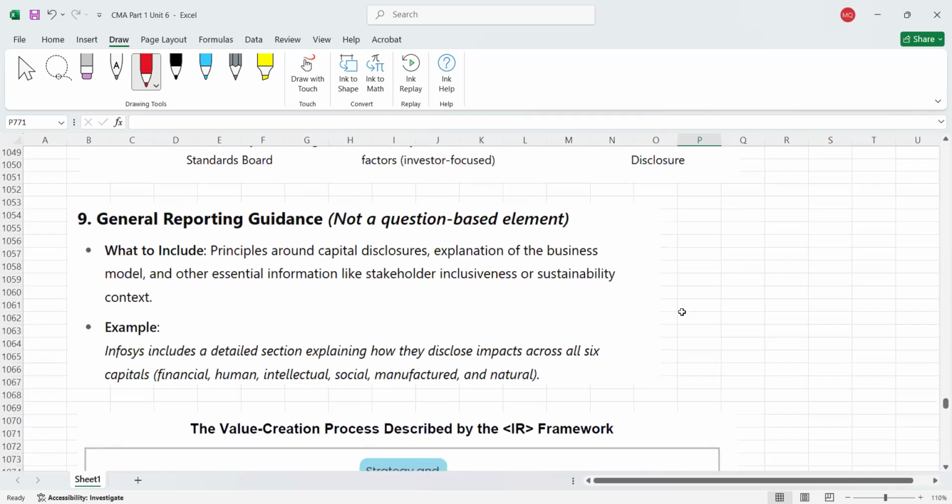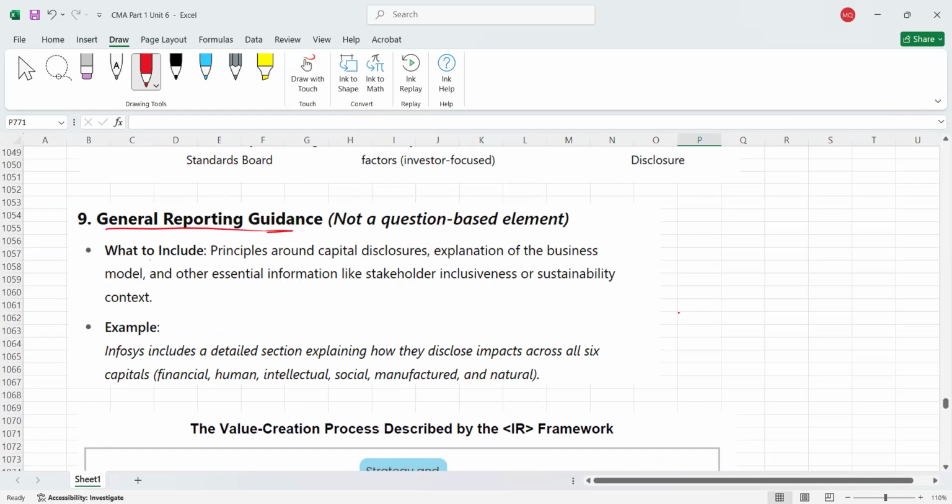The last section is about general reporting guidance. Guys, I want to make sure of one thing here: it's not necessary that all 9 sections should be there. In some integrated reports you may find 5 or 6, but 9 sections are the maximum which we can include.